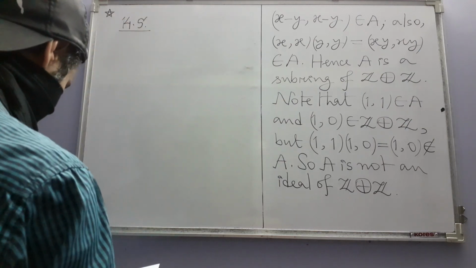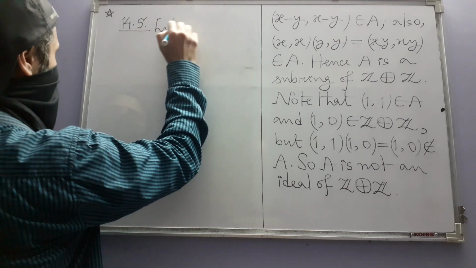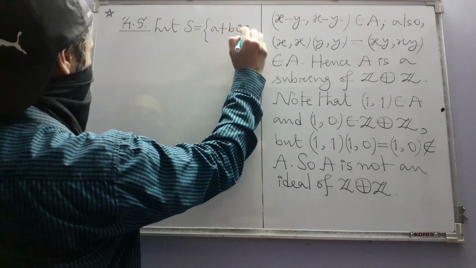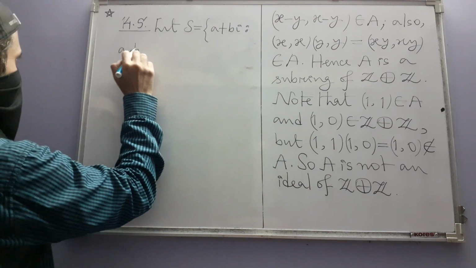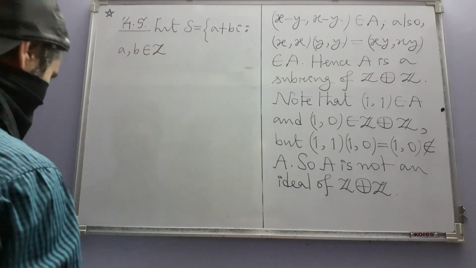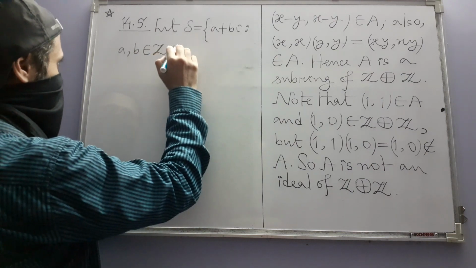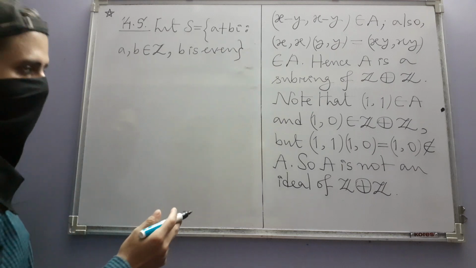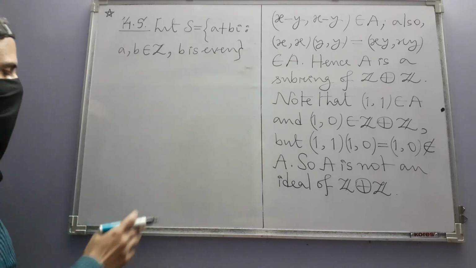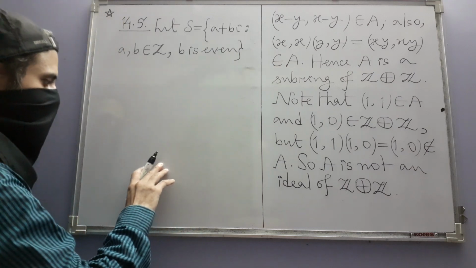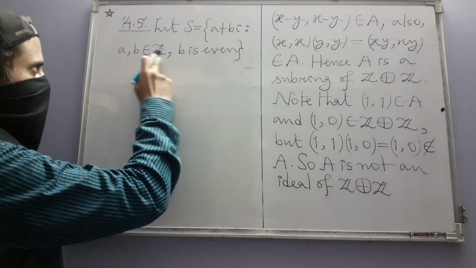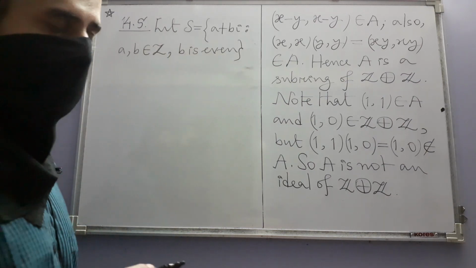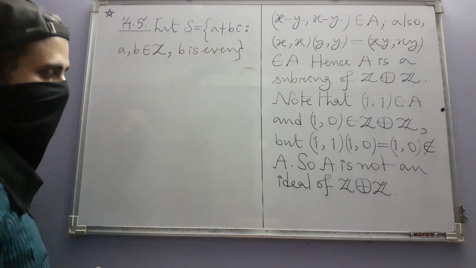The fifth one: let S be the set of all complex numbers a plus bi, where a and b are integers and b is even. So that means actually these are Gaussian integers, right? Complex numbers whose real and imaginary parts are integers. But even among all the Gaussian integers, we are considering those in which the imaginary part is an even integer, and such Gaussian integers form the set S.